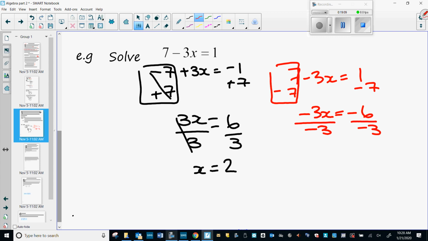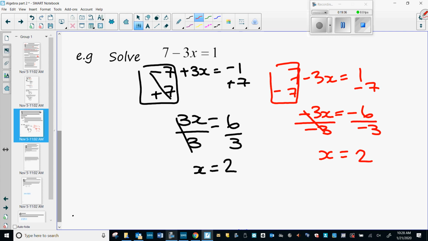So my negative 3's cancel. I'm just left with x. And here we have to remember that we've got 6 divided by 3, and they are both negative values. So when we have a negative value divided by a negative value, what's our answer? Positive. So it's going to be positive 2. So as you can see, you get exactly the same answer.